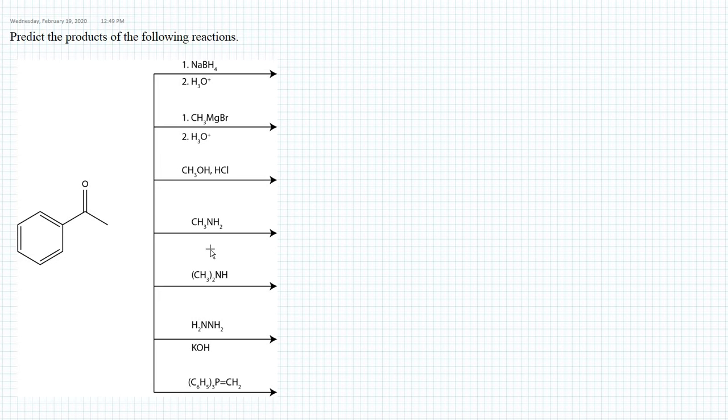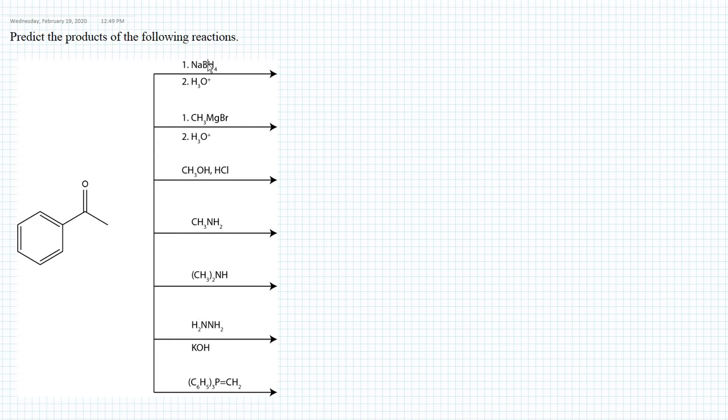Hi, in this tutorial we are going to solve a question related to reactions of aldehydes and ketones. The question asks us to predict the products of the following reactions. If we look at the reactants, we have a common reagent which is a ketone, and this ketone is reacting with various reactants. Okay, let's start from the first reaction. The first reaction: ketone with sodium borohydride.